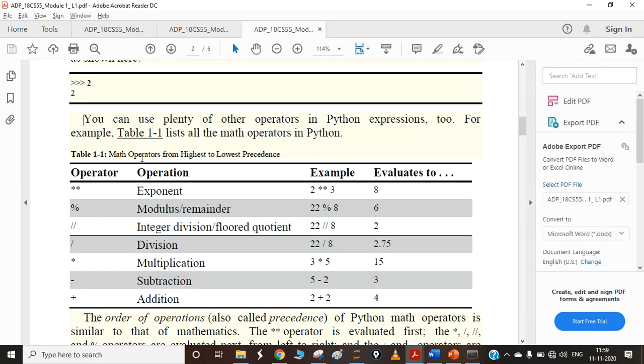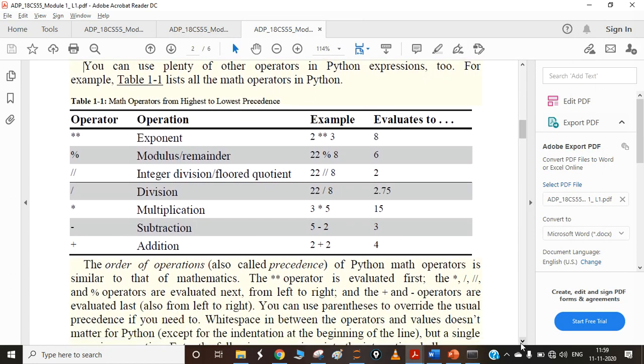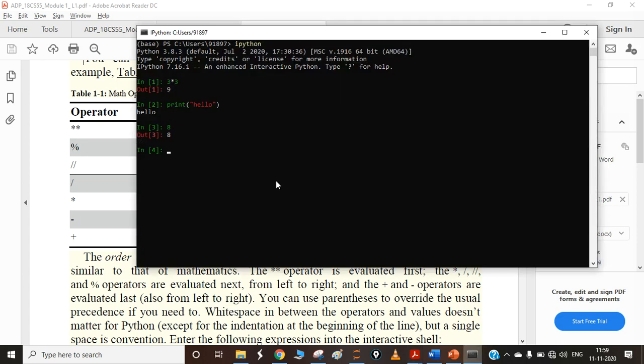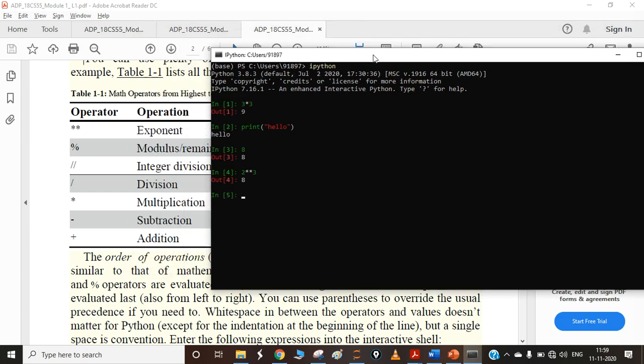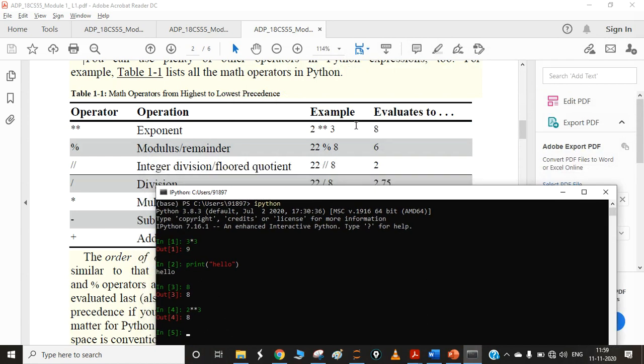Now, math operators from highest to lowest precedence. In this table, we have listed a few operators. This operator we call the exponent operator. It works similar to 2 raised to 3. So 2 star star 3 is equal to 2 raised to 3. Let us see. 2 star star 3. Here also we have got the output as 8. Here also the same thing, 2 raised to 3.